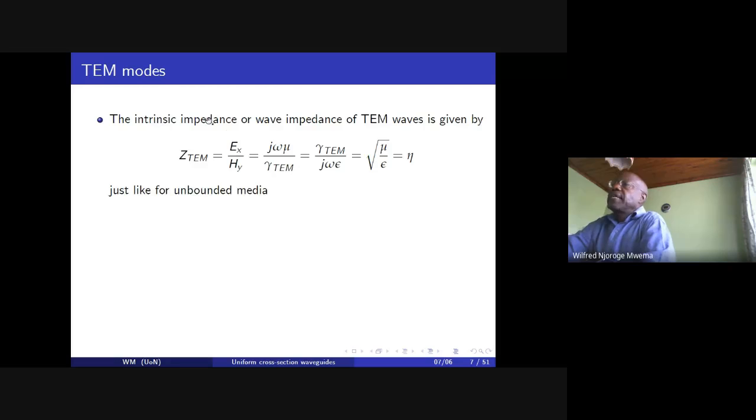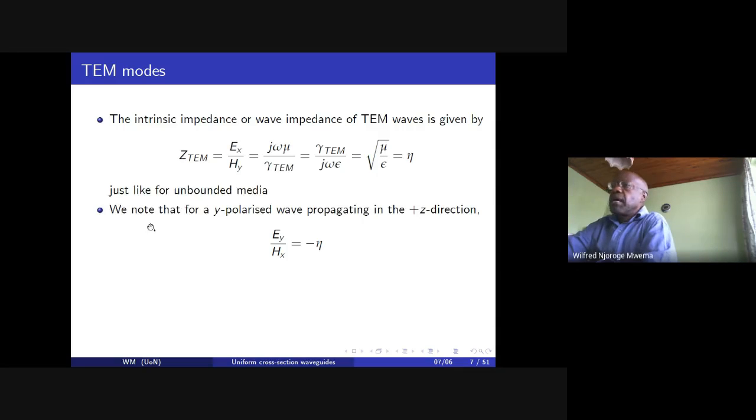The intrinsic impedance, or the wave impedance for TEM waves, we have already seen, will be given by ZTEM equal to Ex divided by Hy, or minus Ey divided by Hx. This gives j omega mu by gamma TEM, and it is also given by gamma TEM by j omega epsilon, which is equal to root mu by epsilon, which is equal to eta, just like in the unbounded medium. And we note that for a y-polarized wave, the wave impedance, Ey by Ex, is equal to minus eta.